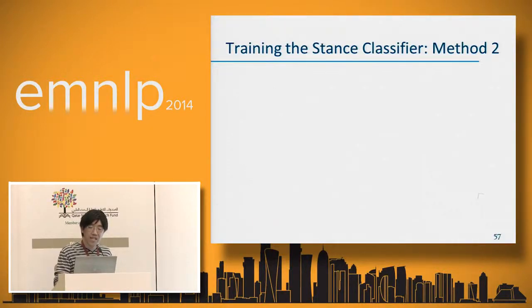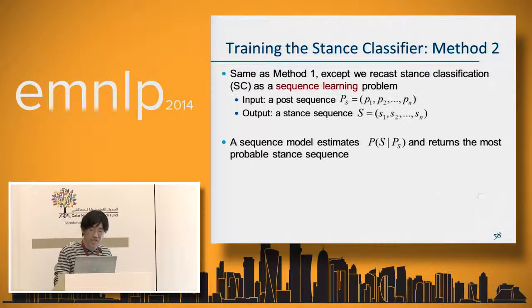Okay? Our second method for stance classification is the same as the first method, except that we recast stance classification as a sequence labeling problem. Again, these sequence labelers take as input a post sequence PS, which is composed of the n posts in the sequence, and they output a stance sequence S with one stance for each of the posts in the sequence. And the sequence model estimates this probability P of S, the stance sequence, given PS, the post sequence, and returns the most probable stance sequence.